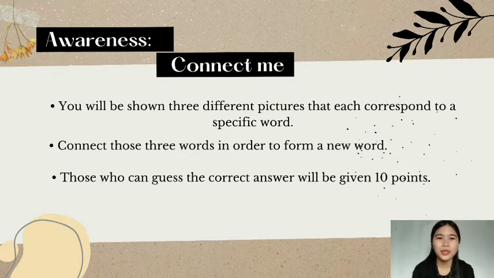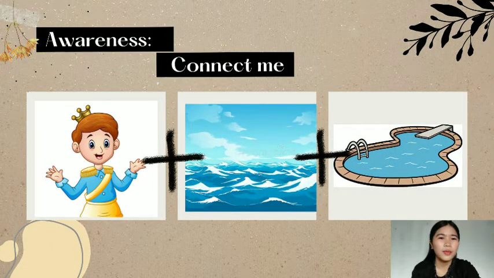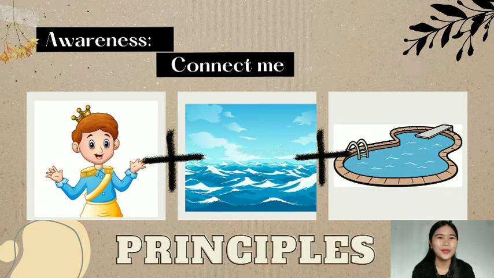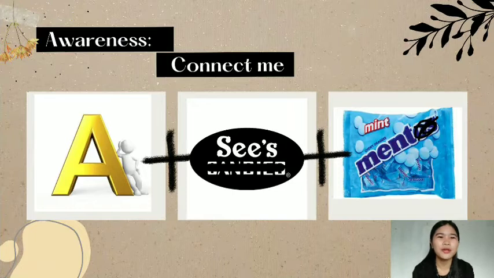Here is the first picture. Okay, what do you think is this? Everyone, there's a prince, apples, and a sea. What is this? Yes, principles. Very good. Next picture.